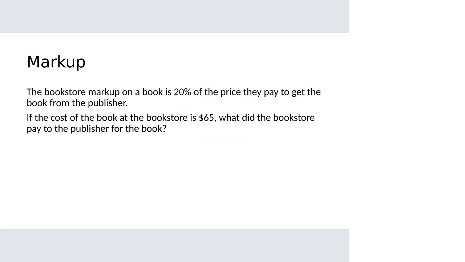Outstanding. We're doing great so far. The polls have been really good. Okay. The bookstore markup on a book is 20% of the price they pay to get the book from the publisher. So just to clean up that sentence a little bit: the bookstore buys a book from a publisher at a certain price, and the bookstore needs to make a profit. So they increase the price by 20% of whatever they paid and then sell it to the customer. That's what that first sentence means.